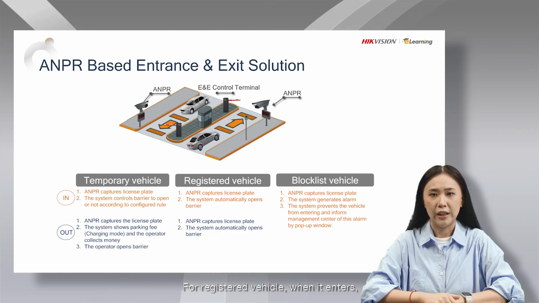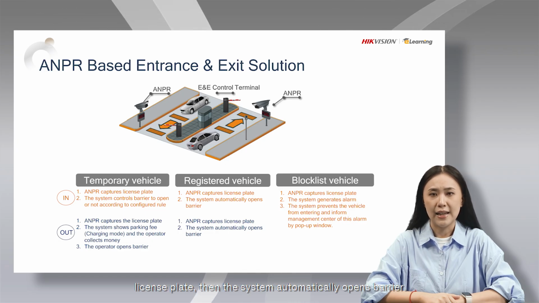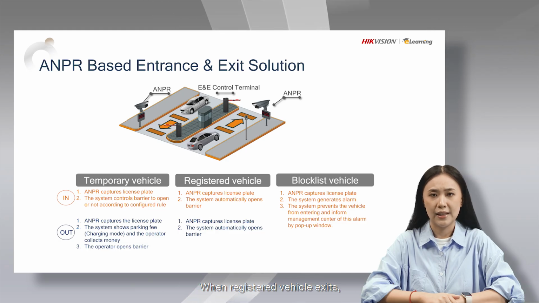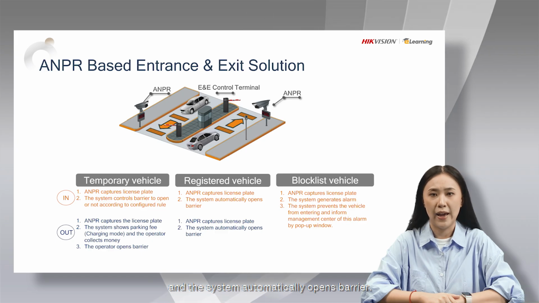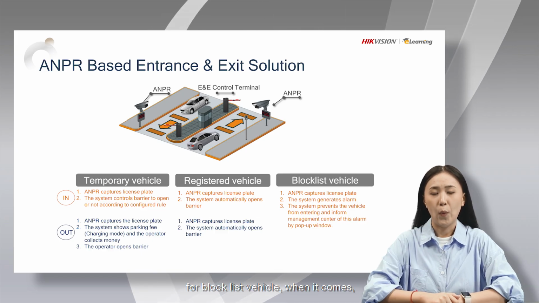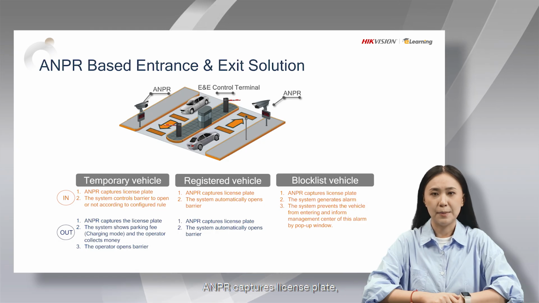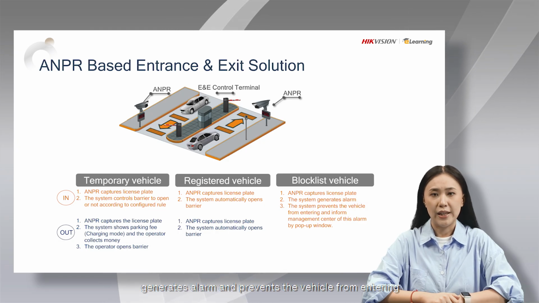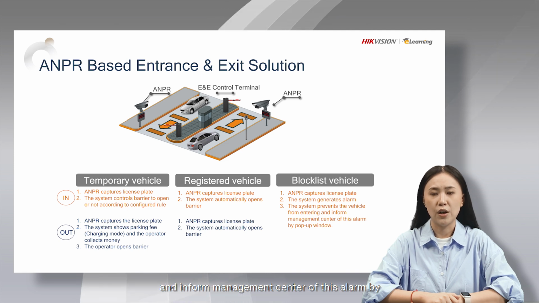For registered vehicle, when it enters, ANPR captures license plate, then the system automatically opens barrier. When registered vehicle exits, ANPR captures license plate and the system automatically opens barrier. For blacklist vehicle, when it comes, ANPR captures license plate. Then system generates alarm and prevents the vehicle from entering and informs management center of this alarm by pop-up window.